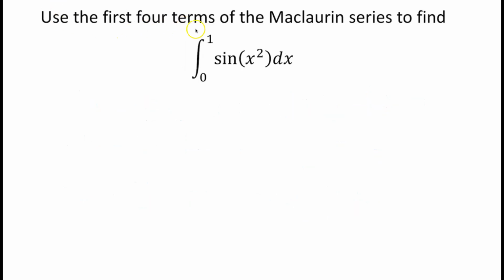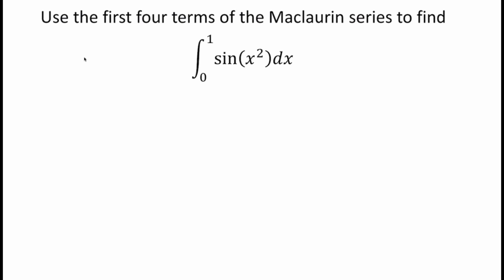Here we want to use the first 4 terms of the Maclaurin series to find the definite integral from 0 to 1 of sine of x squared dx. Now here, because we're going to be terminating our Maclaurin series with the first 4 terms only, this is going to give us an approximation for this definite integral, not an exact value. But we do not have the tools to integrate sine of x squared. So this is going to be a really good way to at least approximate this value because we don't have any integration techniques for finding the antiderivative of sine of x squared.